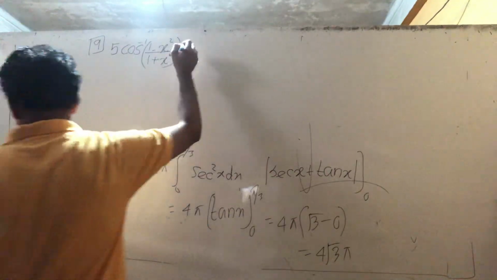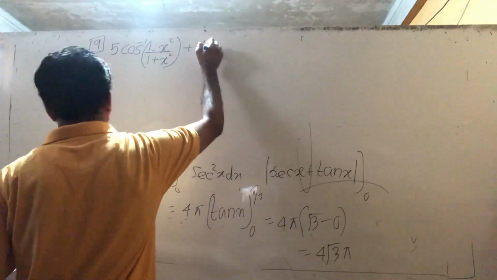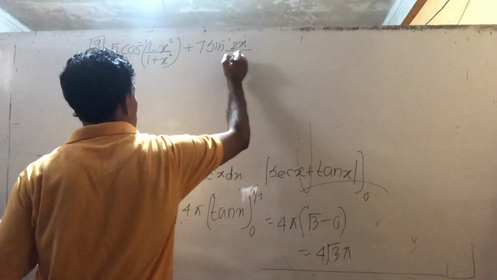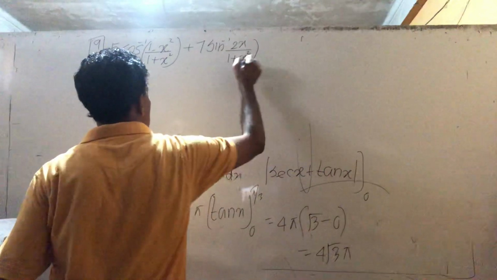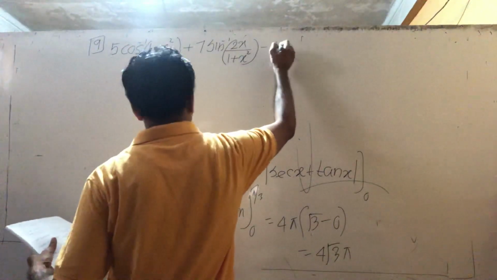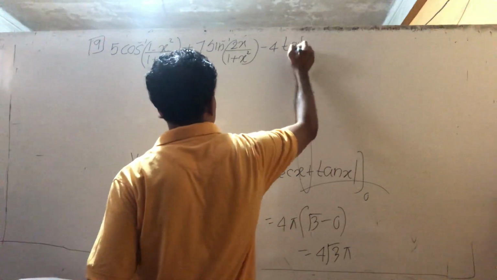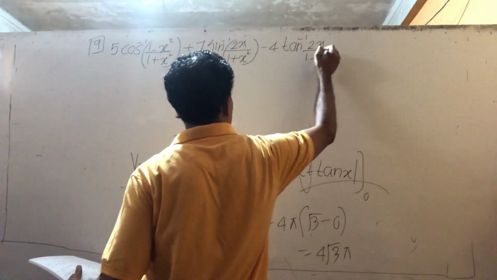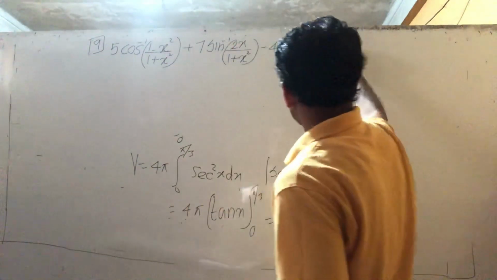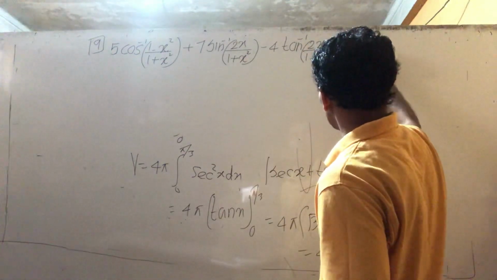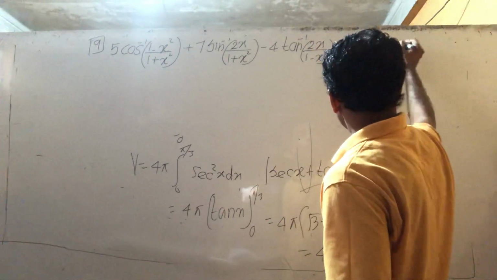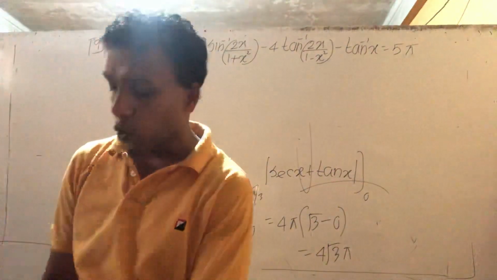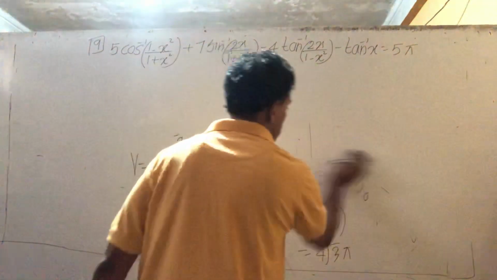Cos inverse of this, plus 7 times sin inverse, minus 4 times tan inverse, minus... a long part, a long simple question. I hope you complete this. You are waiting for my solution. Check with me. So, solving this inverse trigonometry problem.